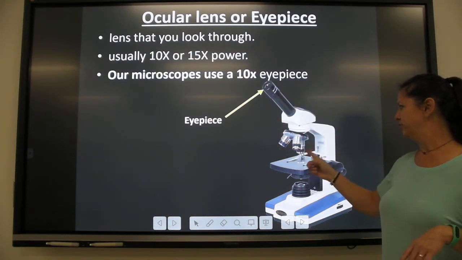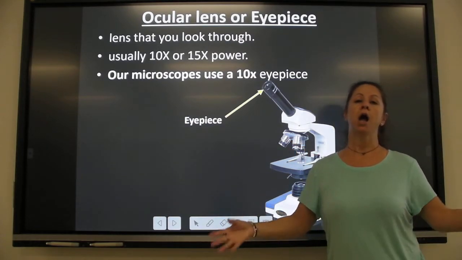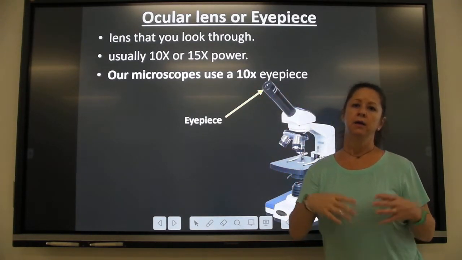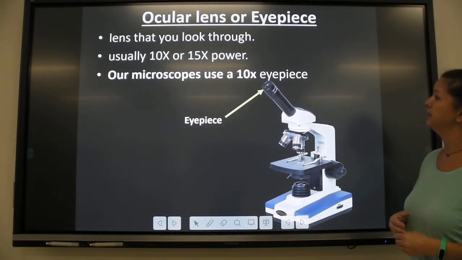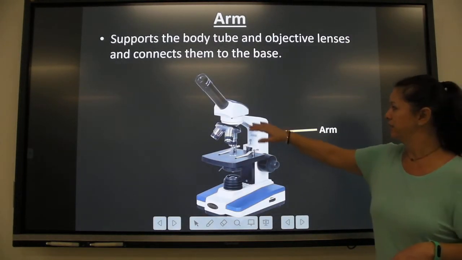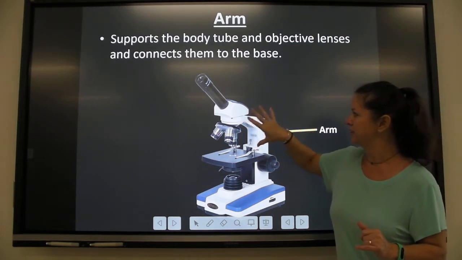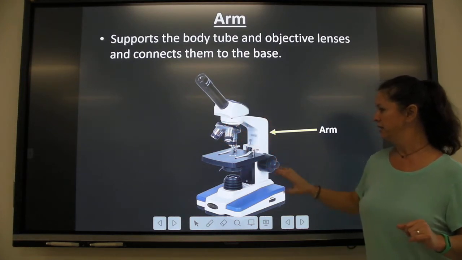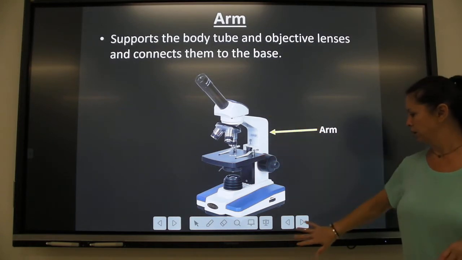And then your objective lenses have their different magnifications, and that's where we get the term compound, because we're using two different lenses in order to make our specimen look bigger. All right, and so that's the one that you're going to look through. All right, the arm is simply kind of a holding, supporting structure. It's literally what attaches all of your lenses, ocular and objective lenses, to the rest of your microscope. It keeps things the proper distance apart.